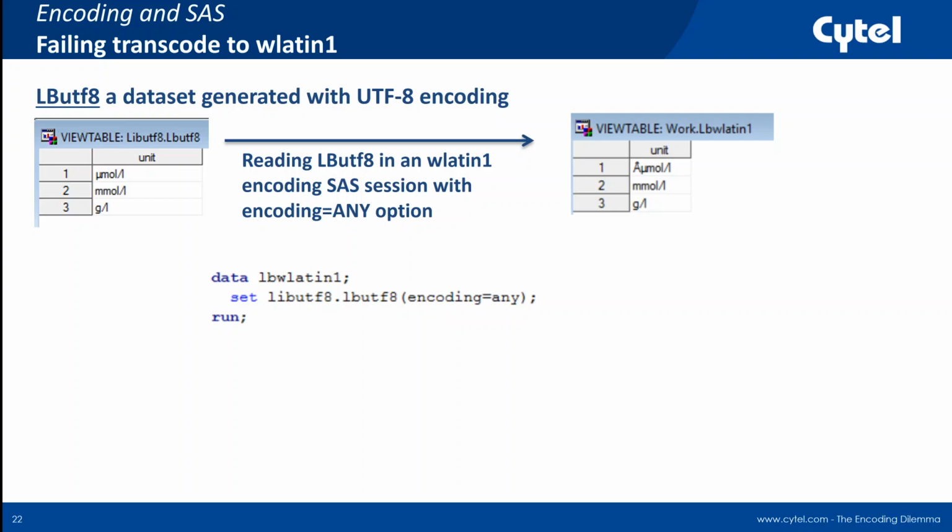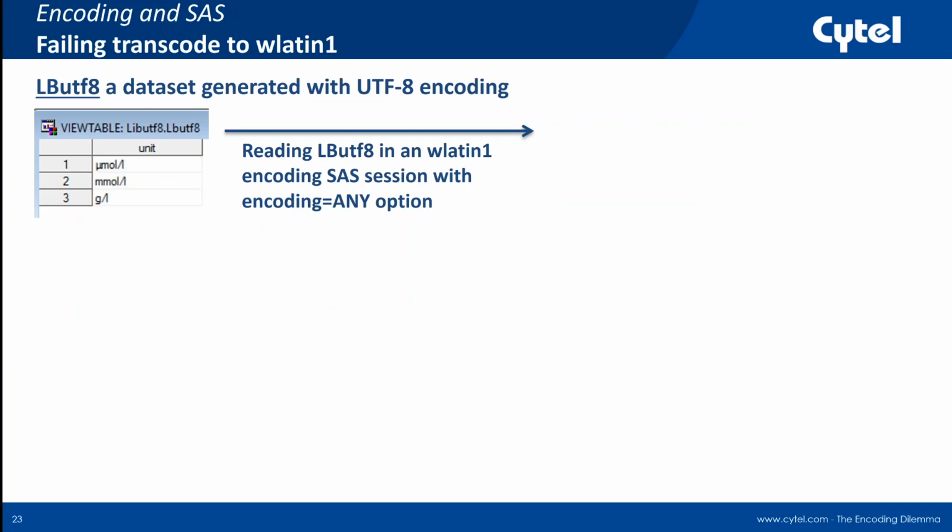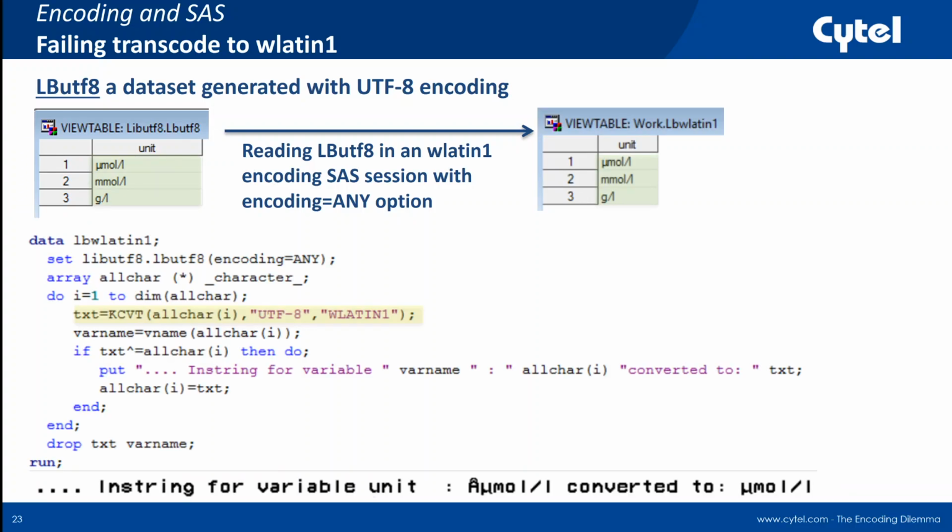So if we try to read in a WLatin1 encoding SAS session the following lab dataset originated in a UTF-8 encoding SAS session, SAS will not transcode characters that have a different representation. And therefore, again, the macro symbol will not be correctly interpreted. In such a case, we may need to take care of the transcoding, somehow manually handle the transcoding of characters having a different representation, for example, by using the KCVT function as per the example in this slide.